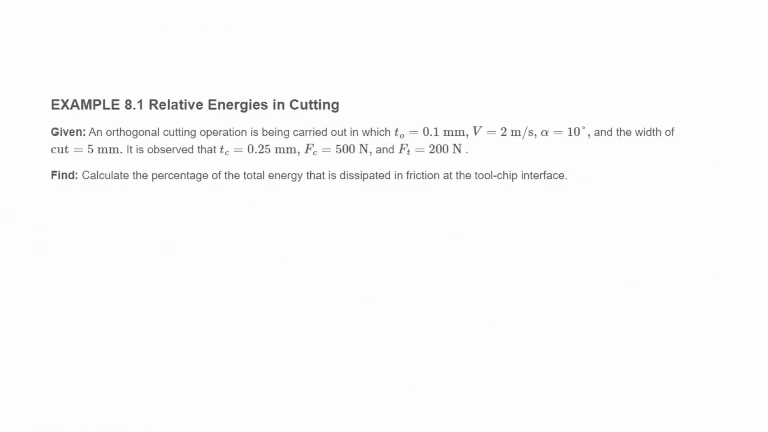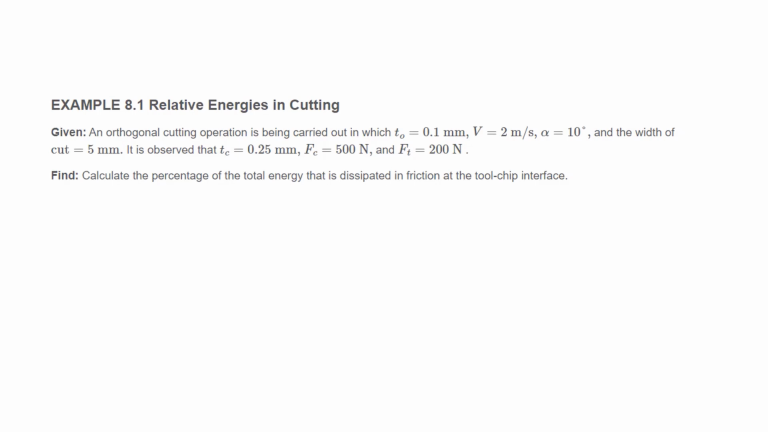The example says that we have orthogonal cutting being carried out. T0 is the uncut chip thickness. T0 is 0.1 millimeter. V is the cutting speed. So alpha rake angle equals 10. And the width of cut, width omega, equals 5 millimeter. We also found that TC, the chip thickness, equals 1.225. And you should know that the chip thickness is usually higher than the uncut chip thickness. Why? Because of friction, okay?